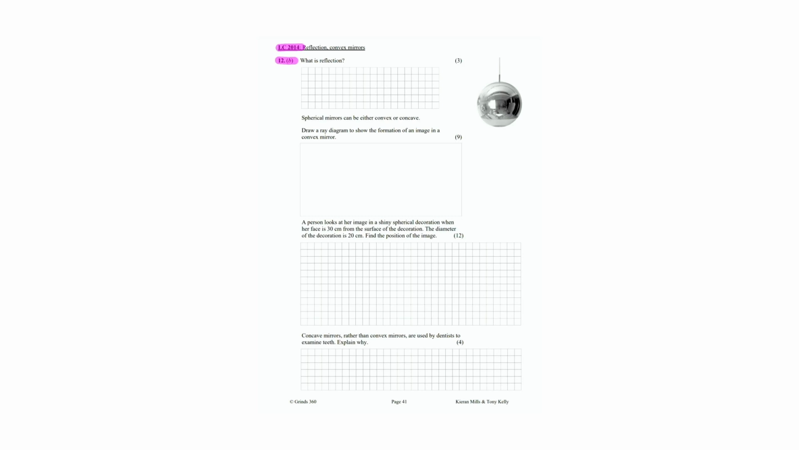They start off with a definition of reflection. Then they want you to draw a ray diagram. Then they want you to do a problem down here, which is going to use the mirror formula. And then they're going to ask you some kind of real-life application, what I call STS. So 10 minutes is what you should be spending on this. So let me go through the question in detail on the board.